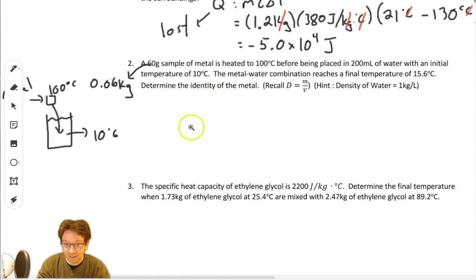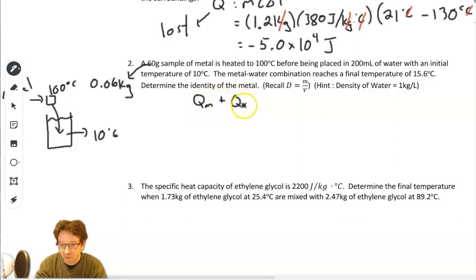Alright, so let's figure out the math then. How are we going to do this? So we need to solve for the specific heat capacity of the metal. Now what we know is the principle of heat exchange, which means the amount of heat that the metal loses plus the amount of heat that the water gains must be equal to 0.